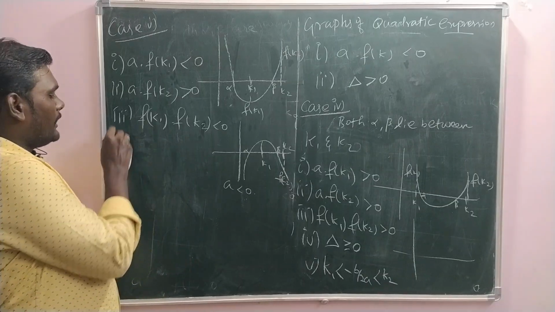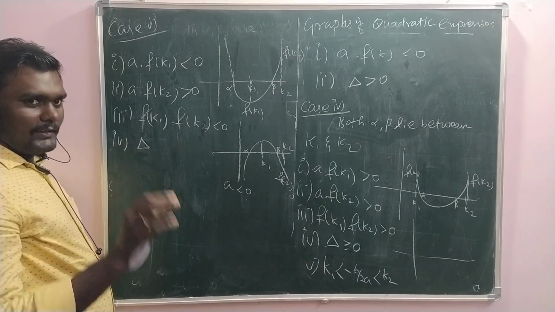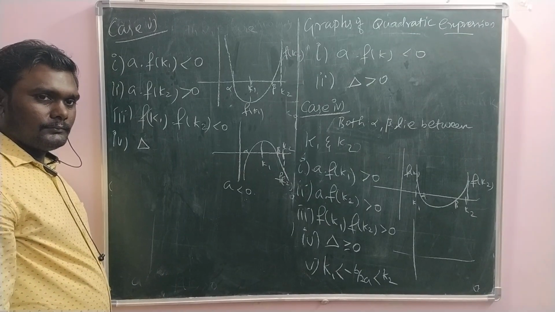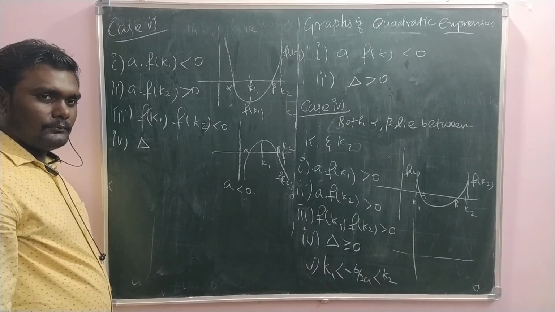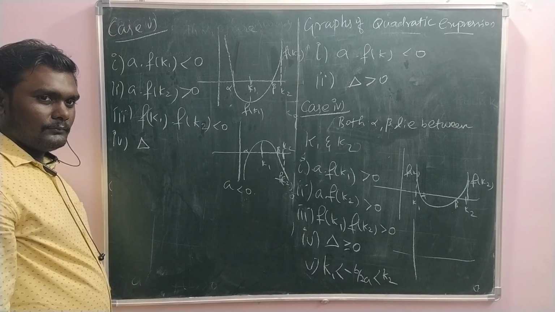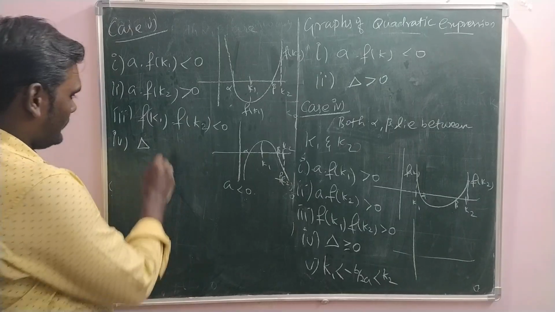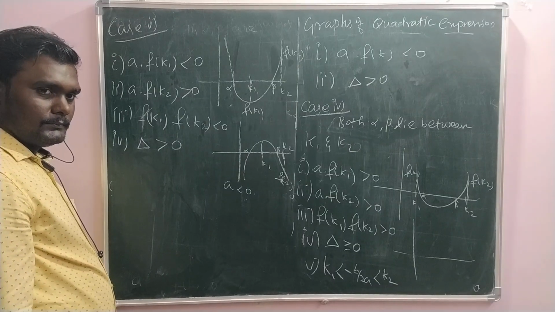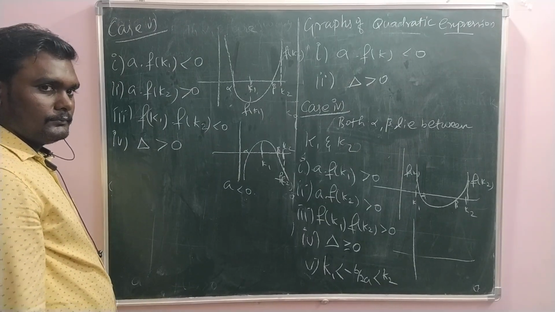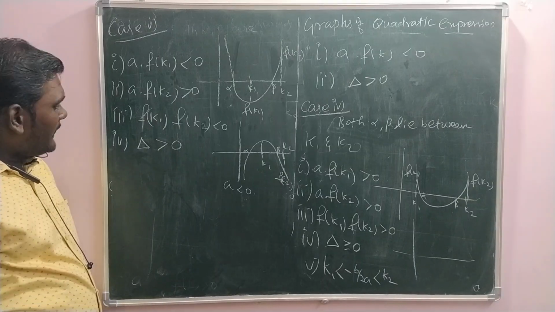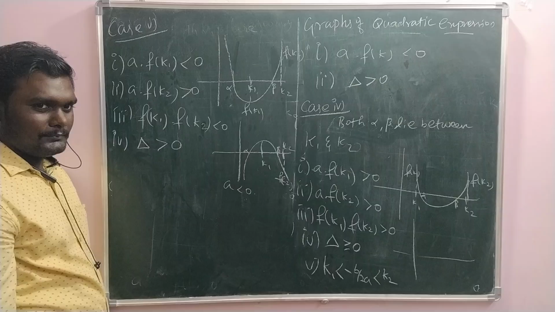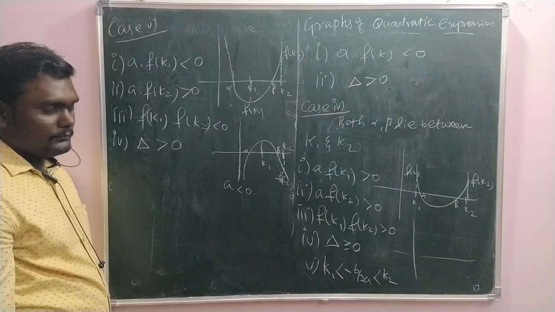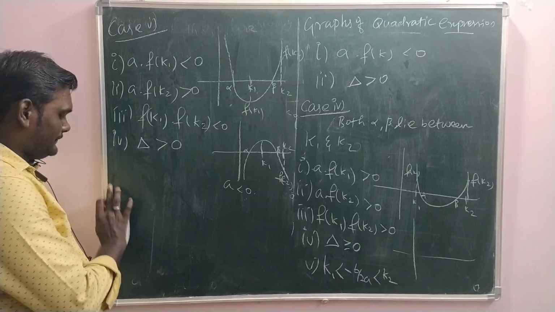Then what can we say about delta? So delta is? Okay. What about minus b by 2? Okay. And then case 6.